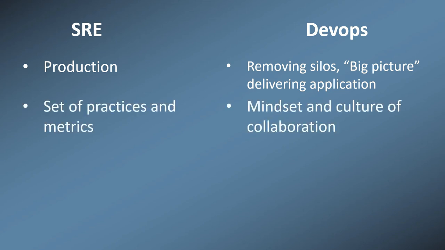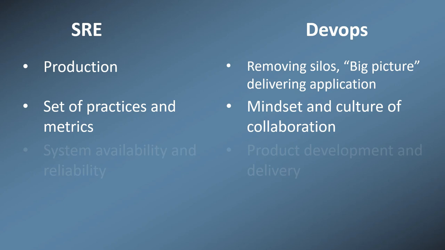Another difference is that DevOps is mostly focused on mindset and a culture of collaboration. It tries to remove the silos, just like with Agile, we remove the silos between development and testing. DevOps is trying to remove the silos between development and operations. It is a cultural change more than anything else. SREs, on the other hand, is very technical. It is a set of practices, it is a set of metrics that we should follow and apply.